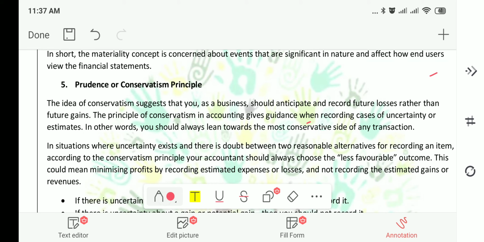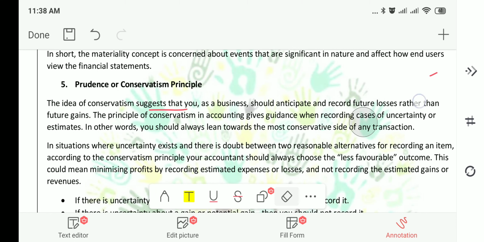See, the idea of conservatism suggests that you as a business should anticipate and record future losses rather than future gains. That means you should not guess that you are going to get more profit in the future, but you should anticipate that you will be in loss in the near future, so that if you get more income, then you can create an asset for yourself. But if you get a loss, then also you can cope, as you have not overestimated your profits.